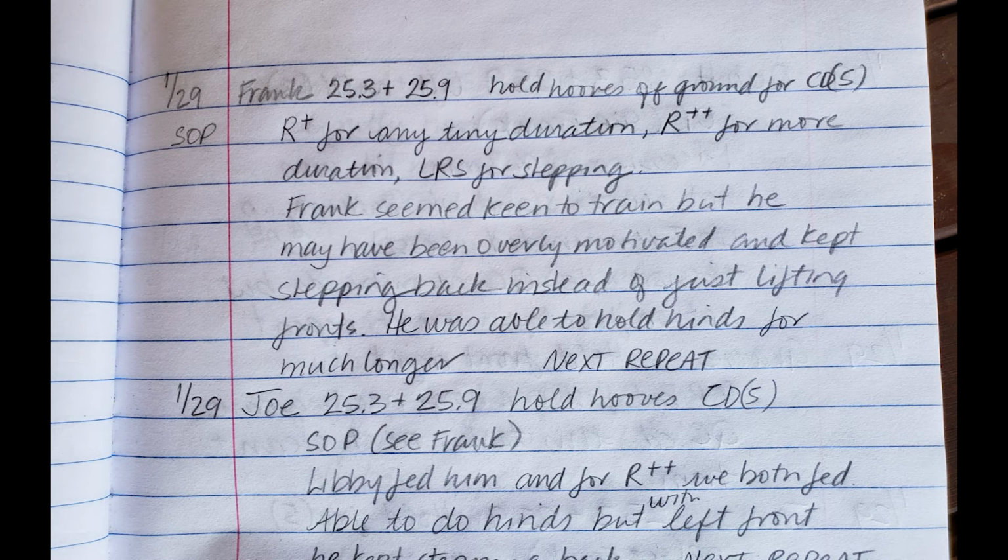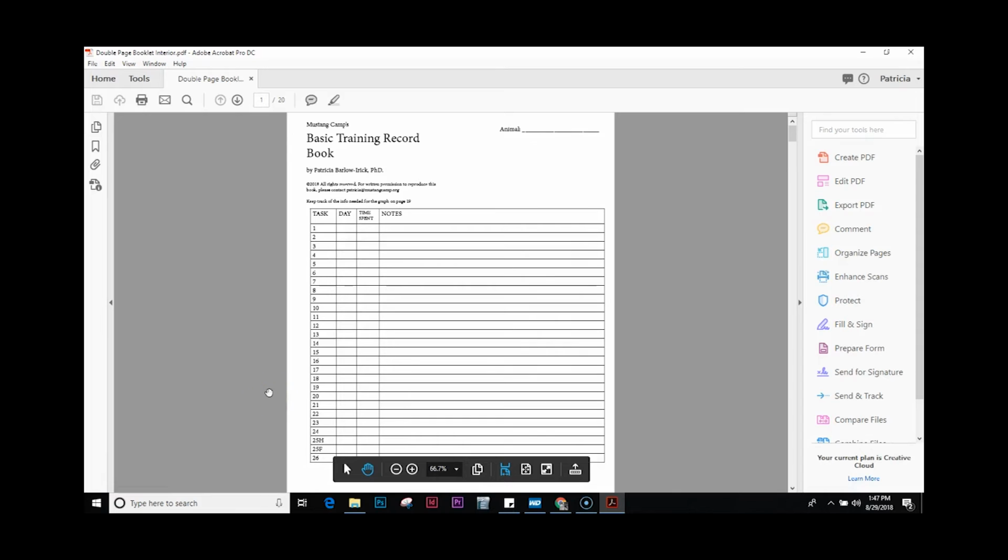Then I've got my challenge here. Frank seemed keen to train, but he may have been overly motivated and kept stepping back instead of just lifting fronts. He was able to hold hinds for much longer. Next time, repeat. Okay, so that's what it takes.